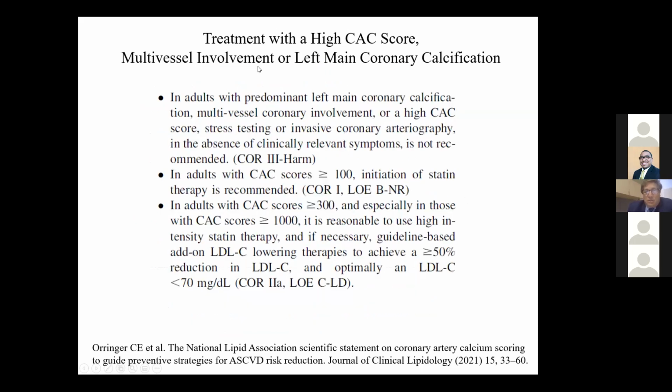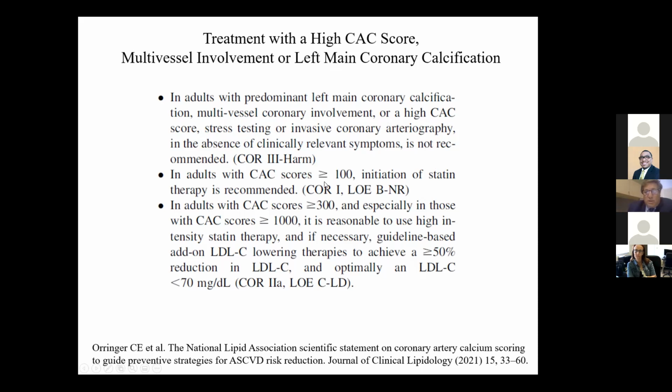When it comes to high calcium scores, there are several factors. Additionally, the location of the calcium has some importance. Patients who have multivessel involvement or left main coronary calcium are at higher risk. So in adults with predominant left main calcium, multivessel coronary calcium, or a profoundly high calcium score, stress testing and invasive coronary arteriography in the absence of clinically relevant symptoms is not recommended. So even in these settings, you still decide on your assessment for obstructive disease based on symptoms.